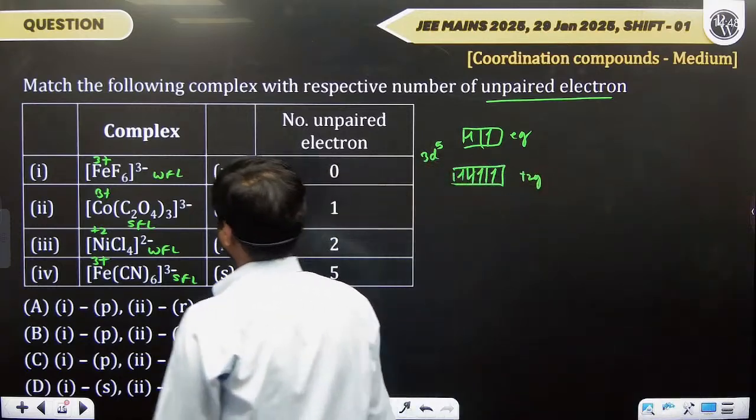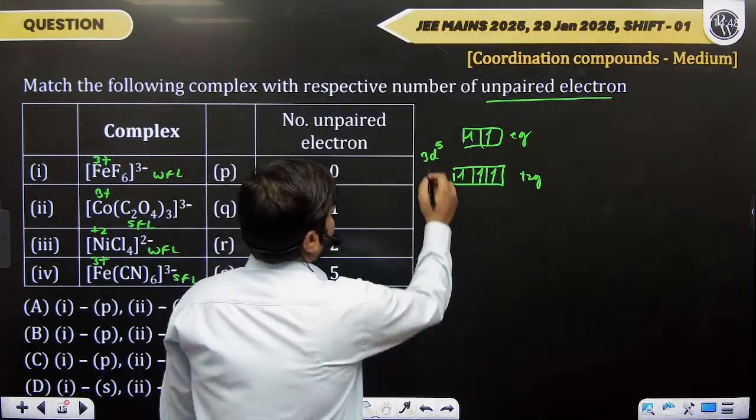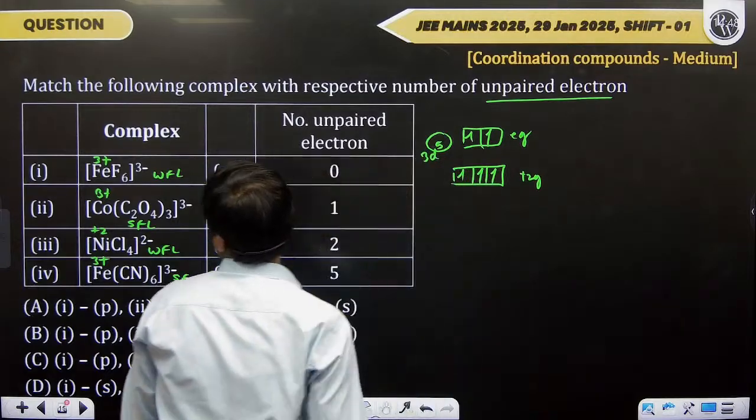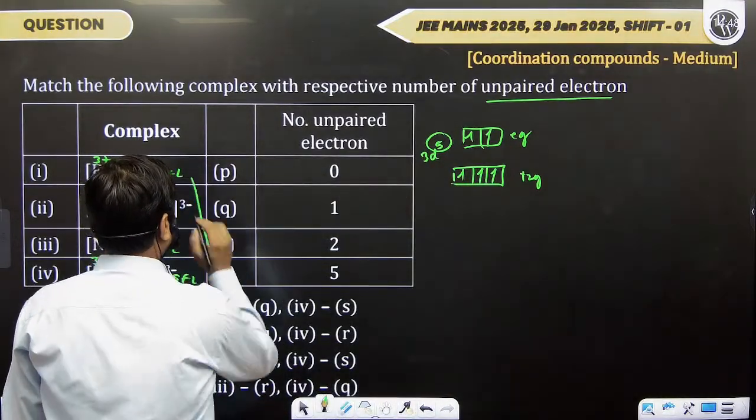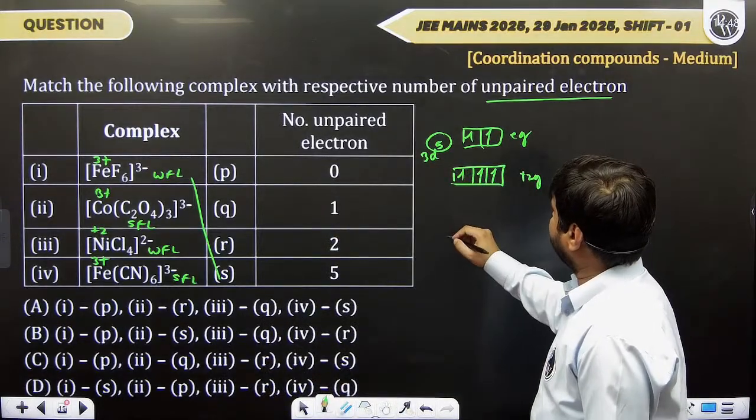Okay, chaliye. So just a second. 5 electrons we have to fill, so 5 unpaired electrons. ठीक है. So the first is going to be matched with S. ठीक है. Chaliye, let's talk about the second one.